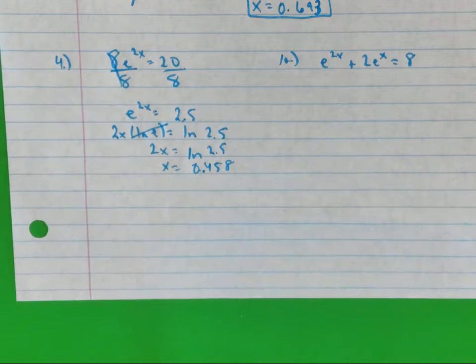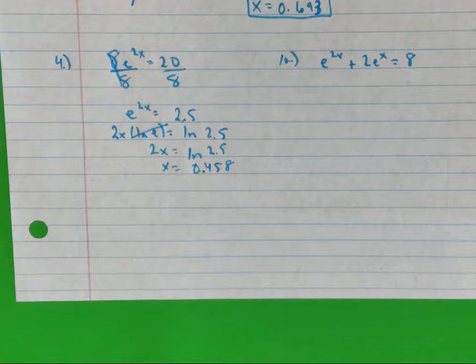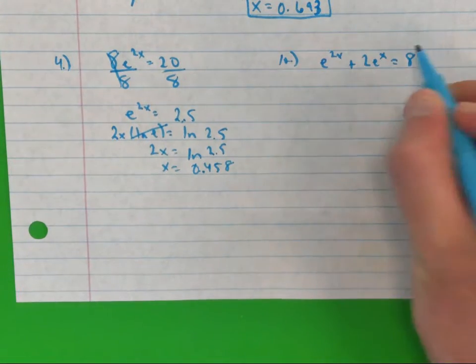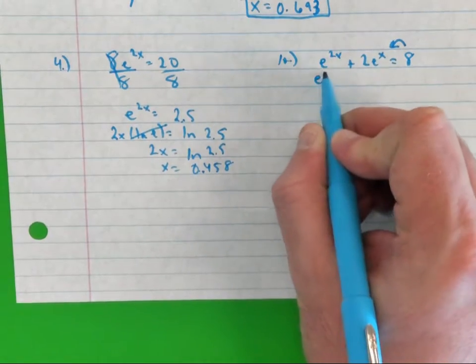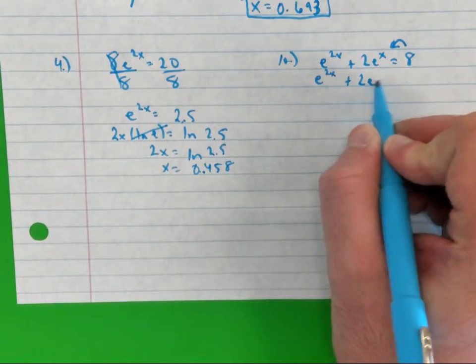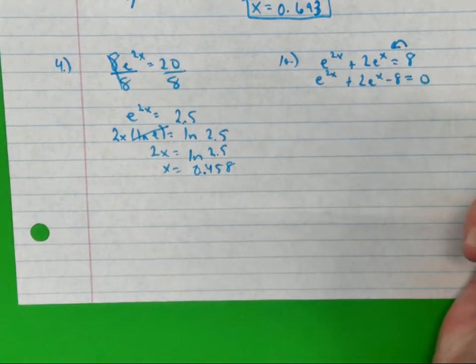All right, that's back to looking like a factoring one. What do you think this needs to be set equal to? 0. So I need to move the 8 over. So I have e to the 2x plus 2e to the x minus 8 equals 0.